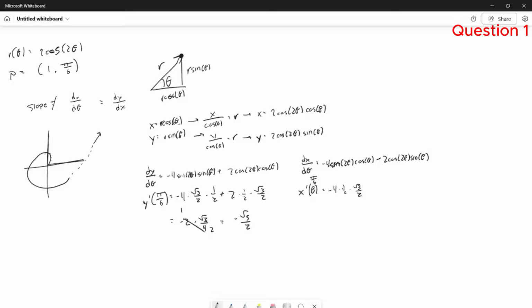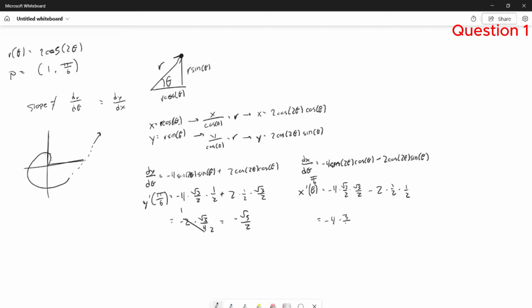Well, actually, no. Sine of pi over 3 is actually root 3 over 2. That's my mistake. So then this would be minus 2 times cosine of pi over 3. That's 1/2 times sine of pi over 6. That's another 1/2. You get the gist.